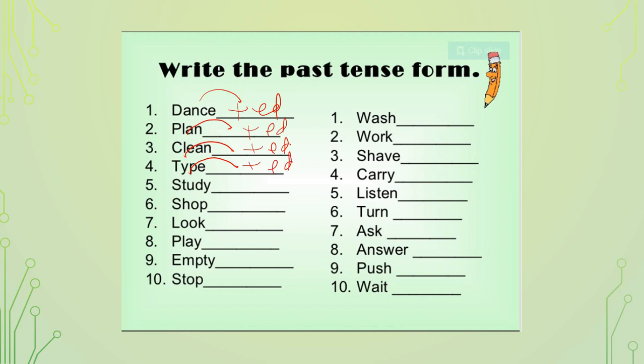So like this you will solve this. See, here y is here. When y is here you will remove the y and you will write ied. Studied, shopped, looked, played. Again y is here. Remove the y. Write ied. Stop. See, p is here. A consonant is here and a vowel is coming before it. So stopped. Washed, worked, shaved. Y is here. Remove the y. Ied. Carried.